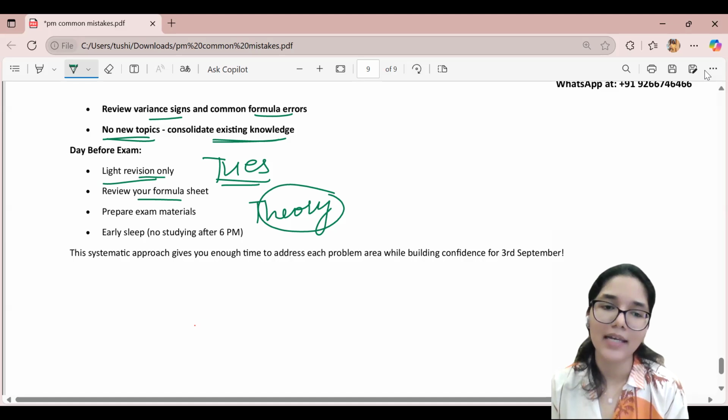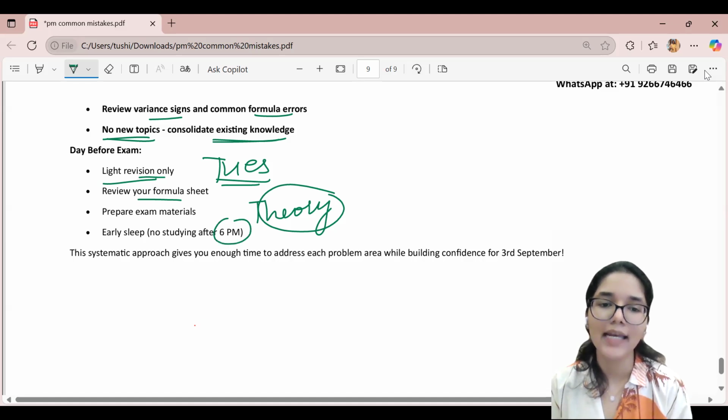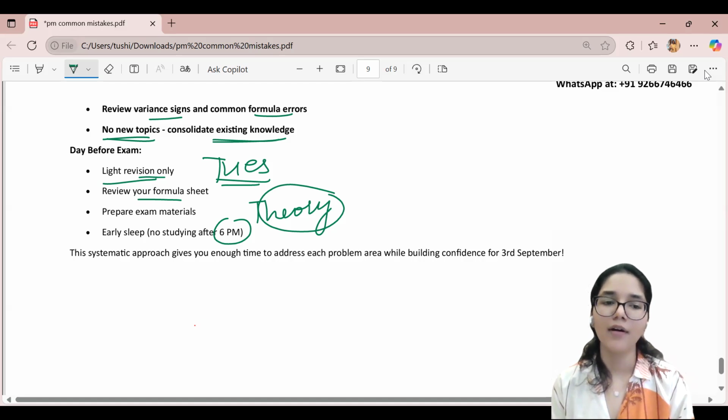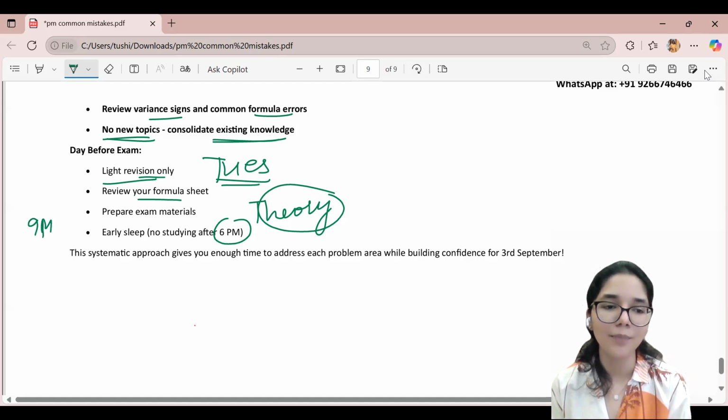Early sleeping is very important. You will not study anything after 6 p.m. You all have to promise me you will not touch your books, you will not touch your notes after 6 p.m. You sleep early. We are all Gen Z, we're talking about. So I give you a target of 9 p.m. Set 9 p.m. as your target.